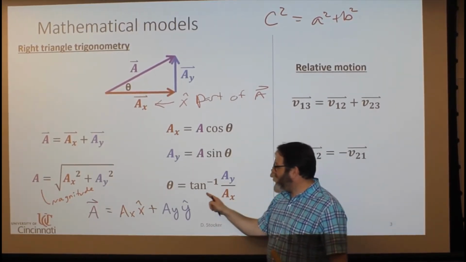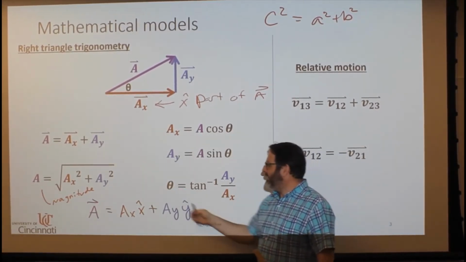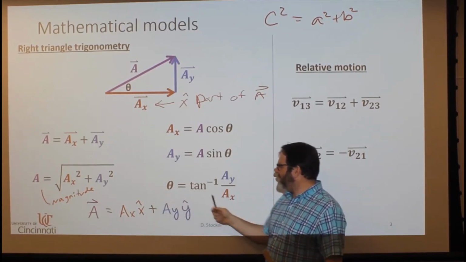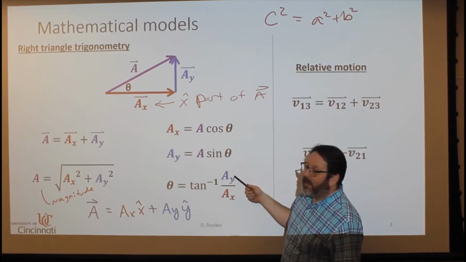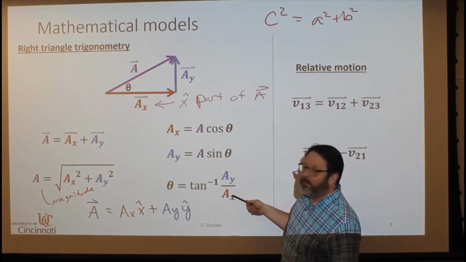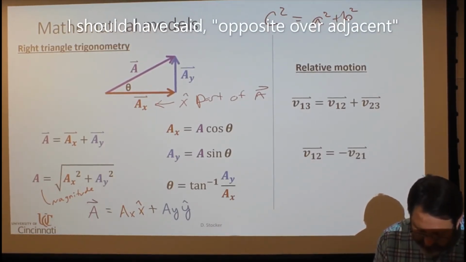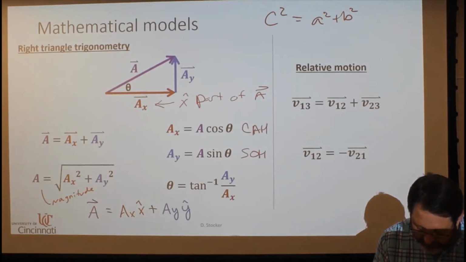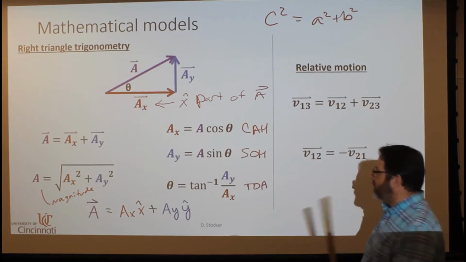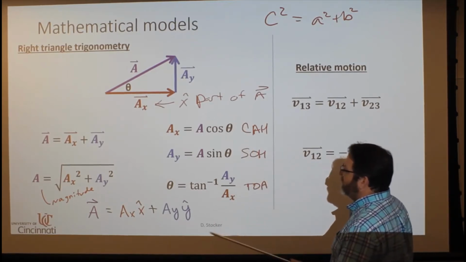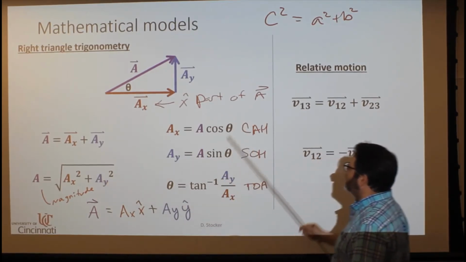So if I take tangent of both sides here, then you have the tangent equals opposite over adjacent. So this is SOHCAHTOA, written in slightly different form. So this is the Pythagorean theorem, this is SOHCAHTOA.